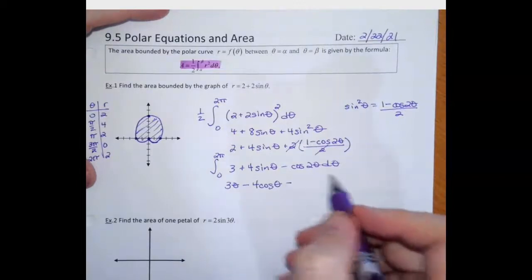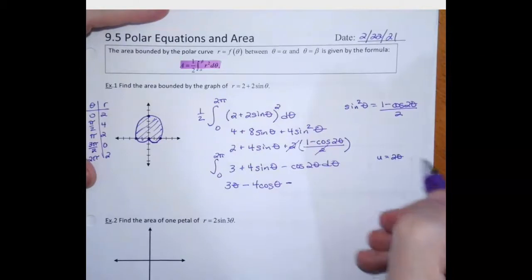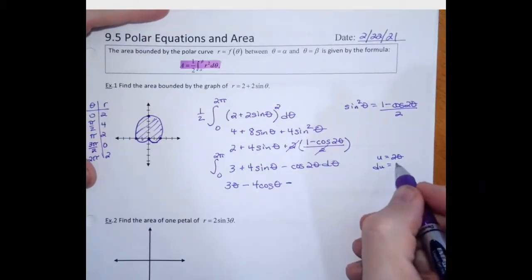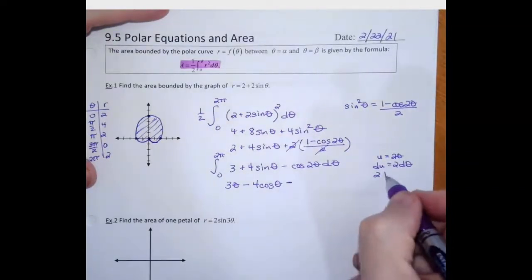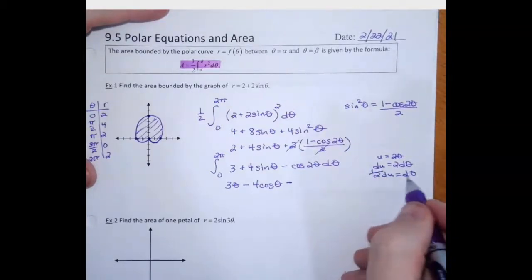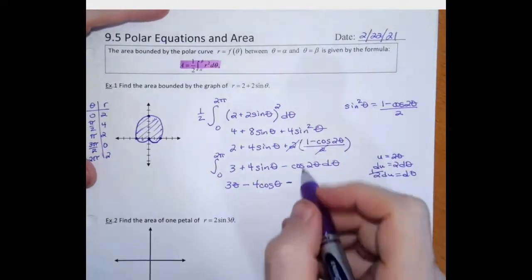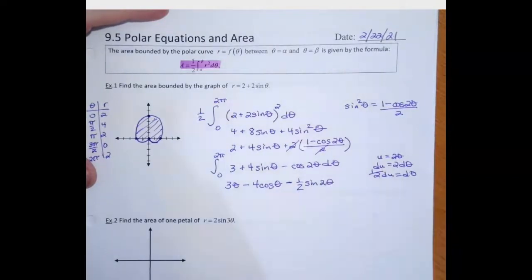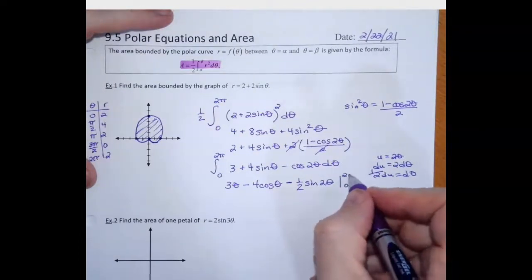Now, here, we could do a little u sub over here and get u equals 2 theta and du equals 2 d theta. And we don't have a 2 there, so that would be 2 1/2, just kidding. 1/2 du equals d theta. So that's going to be 1/2 and then sine 2 theta, like that. Okay, so 0 and 2 pi.